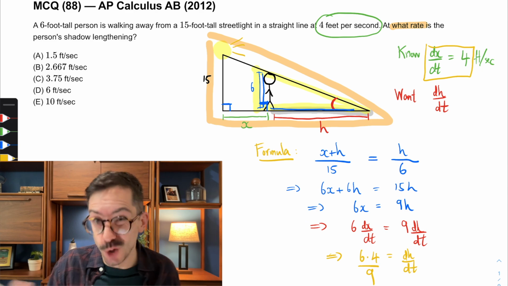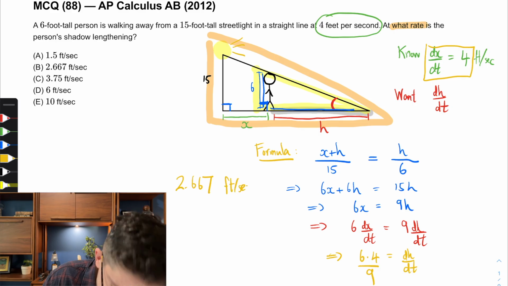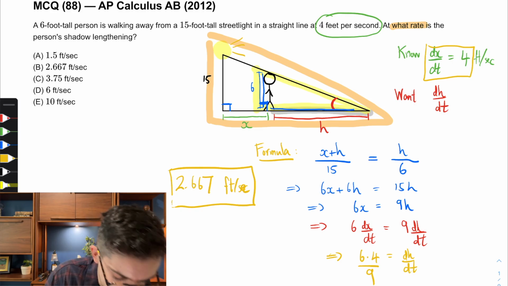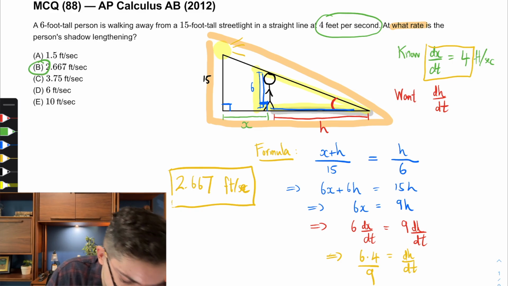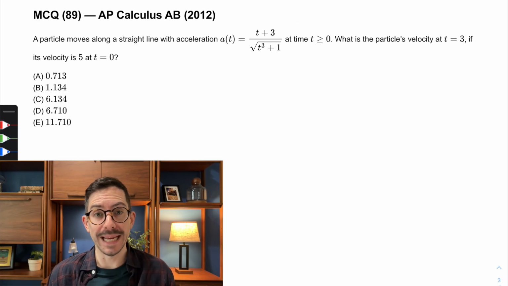This is going to be 2 2/3. When I'm rounding to 3 decimal places, I will get 2.667 as my correct answer. That's choice B. Nice work. Let's look at this next problem, number 89.